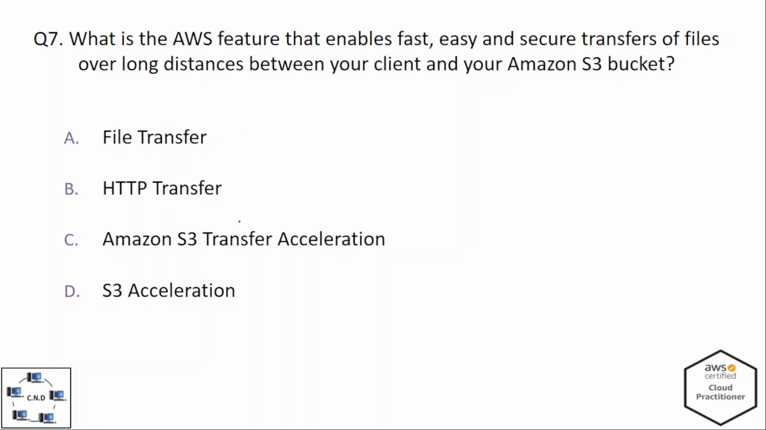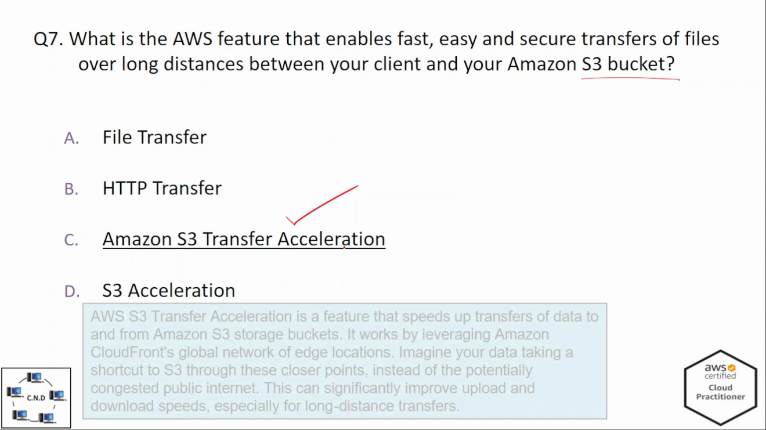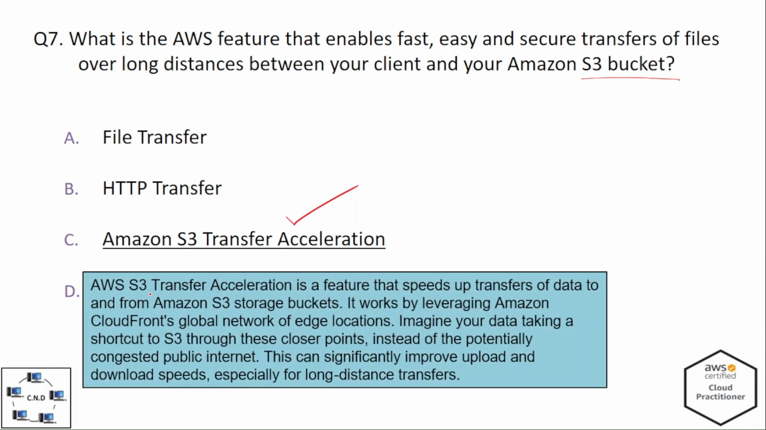Question number 7 is, what is the AWS feature that enables fast, easy, and secure transfer of files over long distances between your client and your Amazon S3 bucket? And the options are A. File transfer, B. HTTP transfer, C. Amazon S3 transfer acceleration, and D. S3 acceleration. So we are talking about fast, easy, and secure transfer, and the correct option is Amazon S3 transfer acceleration.